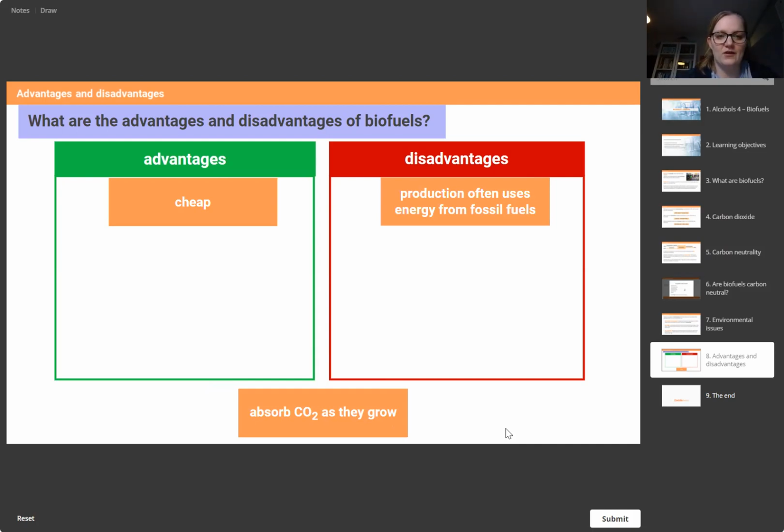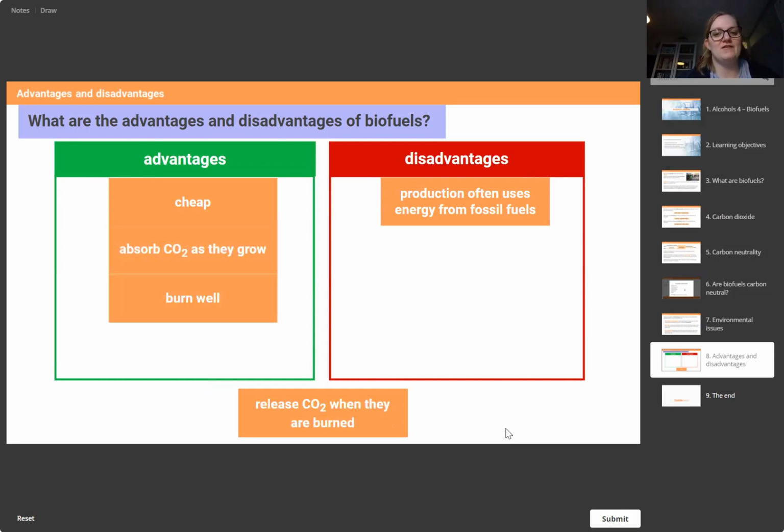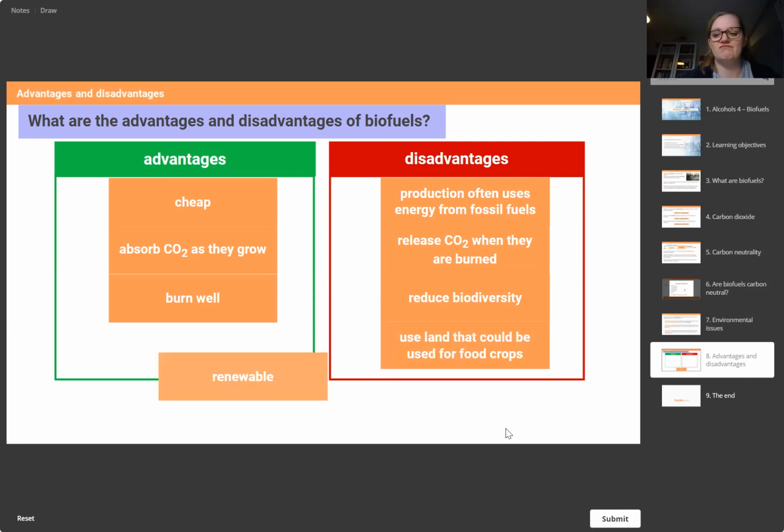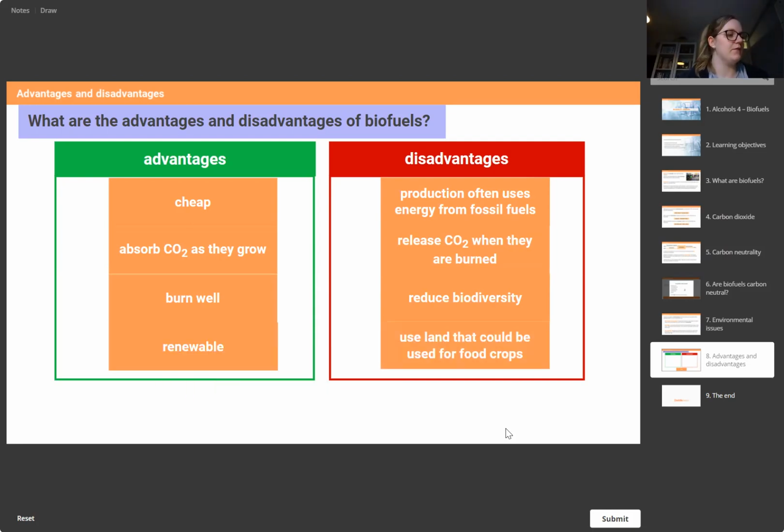Absorb CO2 as they grow. Well, that would be an advantage of a biofuel. They burn well. That's an advantage. They release CO2 when they burn, that's a disadvantage. They reduce biodiversity, disadvantage. Use land that could be used for food crops, disadvantage. They're renewable, advantage. That's basically it about biofuels.